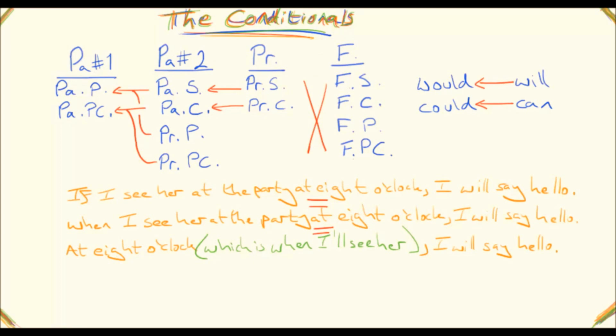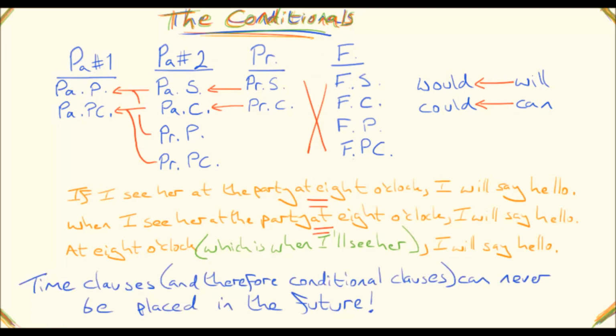something you can never do in English is to place a time clause in the future. It's something that you're expected to learn while learning English, but it very rarely actually gets explicitly taught. But time clauses, and therefore conditional clauses, can never be placed in the future.